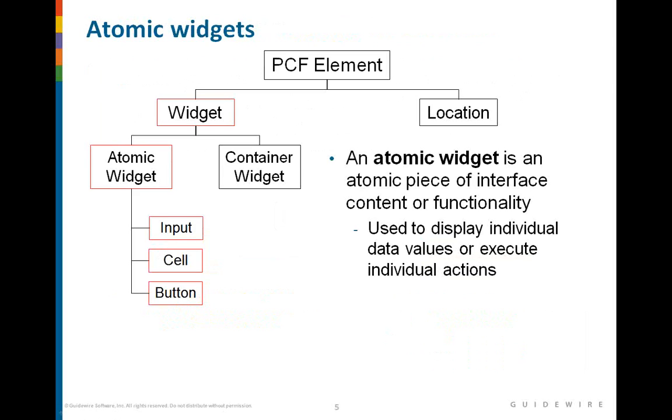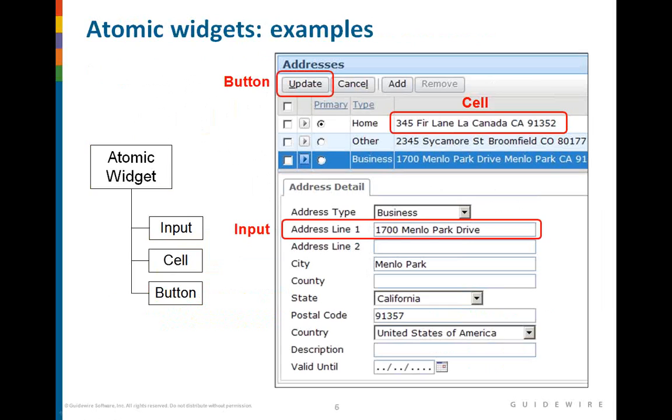Again, the widget is classified into 2 types: atomic widget and container widget. Atomic widget, the name itself says atomic. It's an independent or individual element which is displayed on the user interface. It can be input, cells, or a button, used to display individual data values or execute individual actions. You can see the example screen here. In the address, once you change any data, you click update, which is a button. Cell is basically used to display some information.